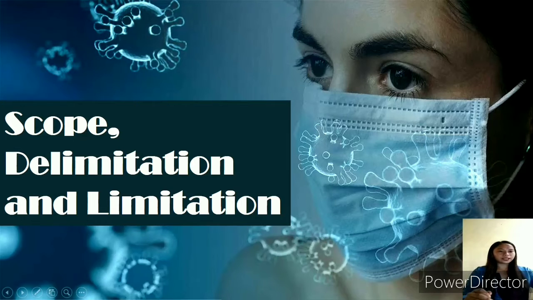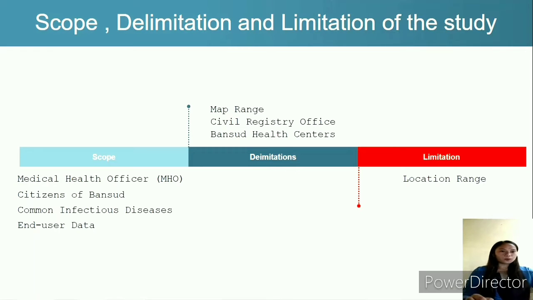So, the scope, delimitation, and limitation of the project software. The scope covers the medical health officer or MHO, citizens of Bansud, common infectious diseases, and end-user data. The scope of the project includes the medical health officer or MHO.